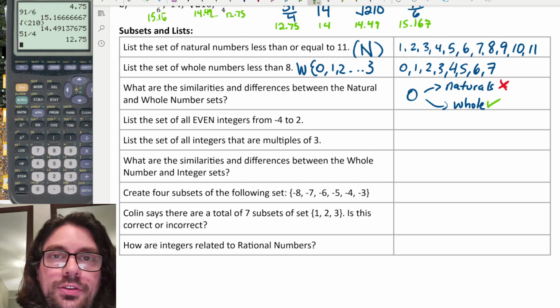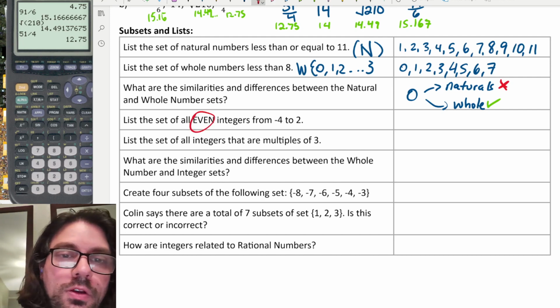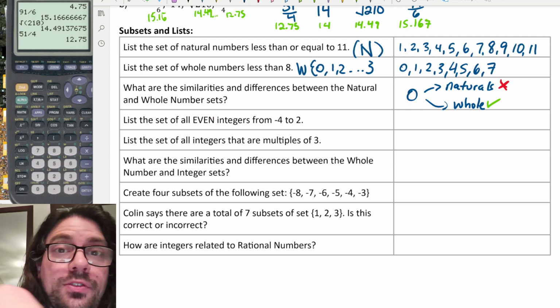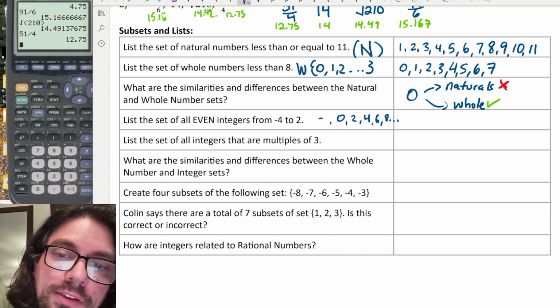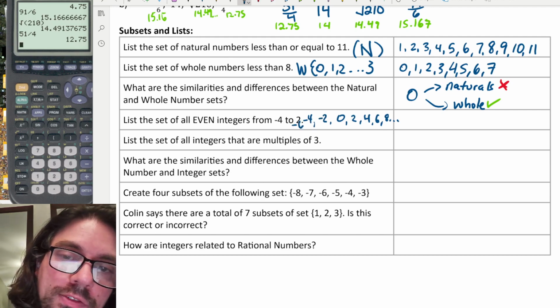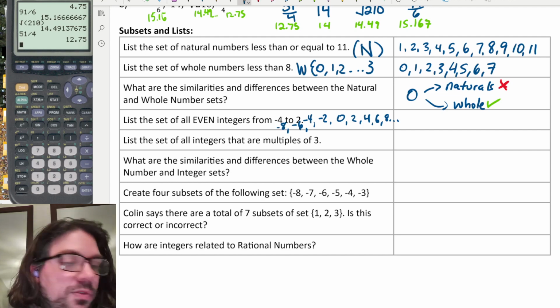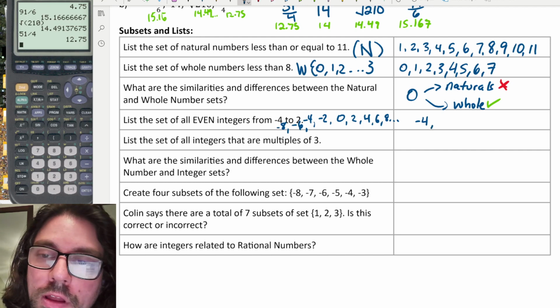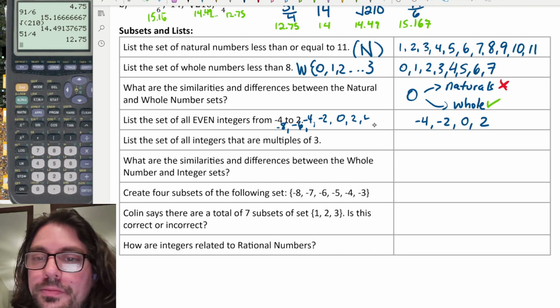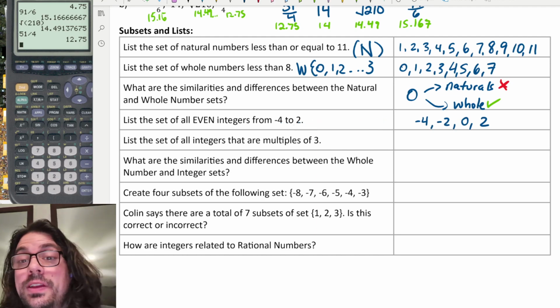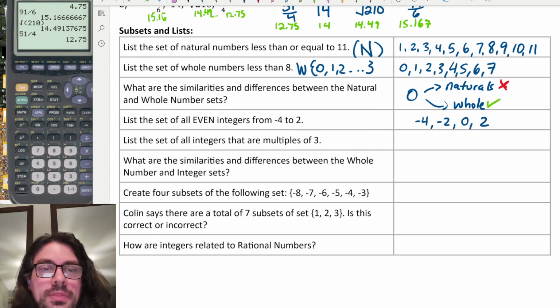All the even integers from -4 to 2. Do we know what even numbers are? If not, that's okay. Even numbers are ones that are divisible by 2. So from 0, we'd say 2, 4, 6, 8, dot, dot, dot. And on the negative side, -2, -4, -6, -8. And so, which ones go from -4 to +2? Well, -4, -2, 0, and 2. And 0 is considered an even number, so we can put it there.